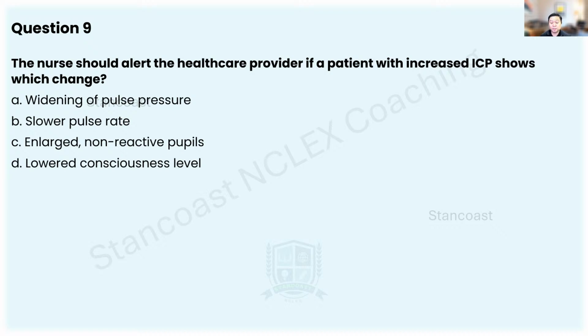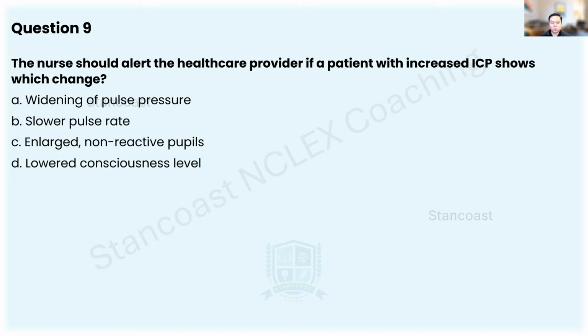The nurse should alert the healthcare provider if a patient with increased ICP shows which change. Is it A, widening of pulse pressure, B, slower pulse rate, C, enlarged non-reactive pupils, D, lowered consciousness level? You'll see here that there are so many signs of ICP, right? There are many of those. Is it widening of the pulse pressure? Is it slower pulse rate? Is it enlarged non-reactive pupils? Or will that be letter D, lowered consciousness level?